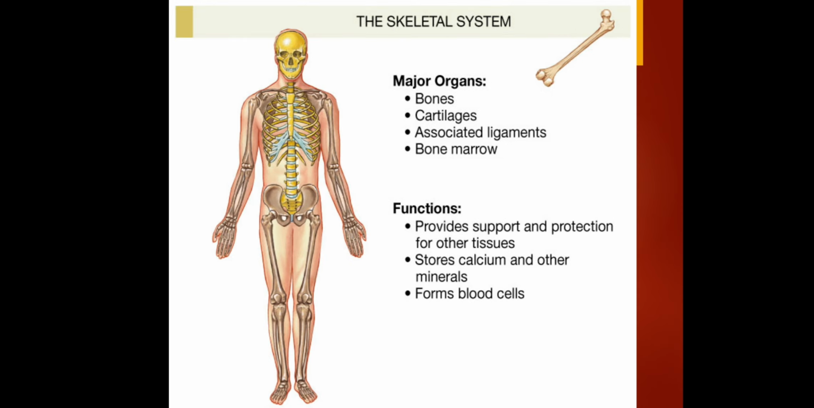Next, we have the skeletal system. So now let's go with another system. The major organs of the skeletal system are bones, cartilages, associated ligaments, and bone marrow. As you can see in the picture, we have the bones of our body. They provide support and protection for other tissues. That is the major function. They store calcium and other minerals.